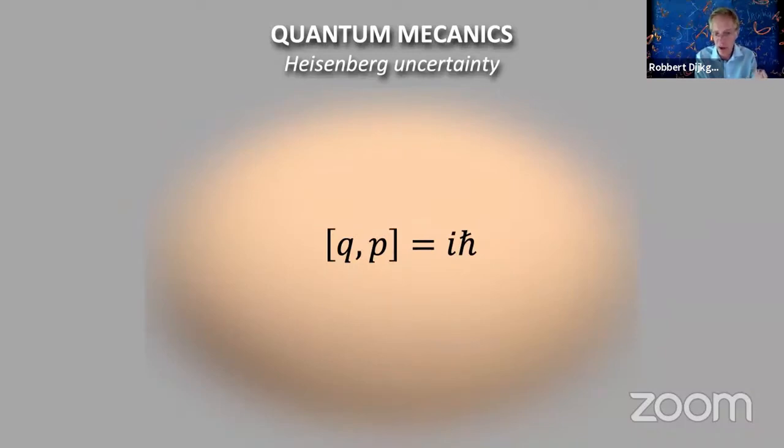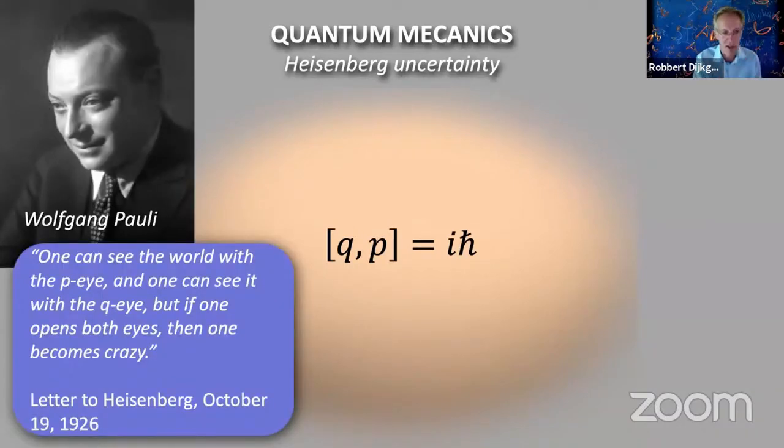I personally very much like this famous quote by Wolfgang Pauli. When Heisenberg discovered his relation, he wrote to Pauli, and Pauli wrote back, two weeks after the discovery. And Pauli writes, well, I think I understand what you are doing. One can see the world with a P eye, and one can see the world with a Q eye, but if one opens both eyes, then one becomes crazy. It's impossible to think of the world both from a momentum and a position point of view.